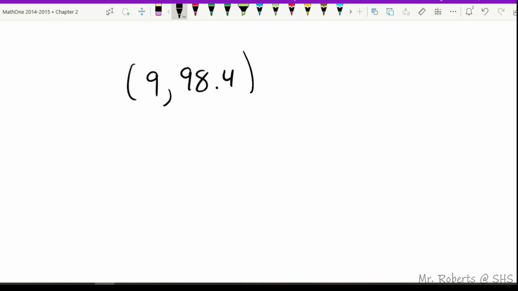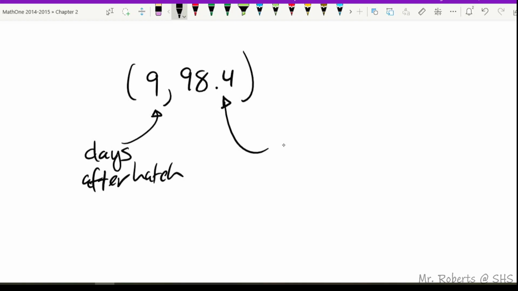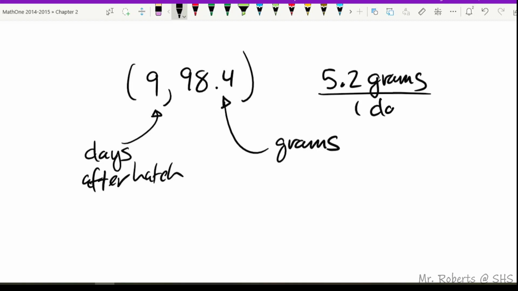98.4 grams. The way the book set it up, time was the independent variable. These were days after hatching, and the other variable was the weight of the chick in grams. The other thing we knew was that the chick had been growing at 5.2 grams per day.